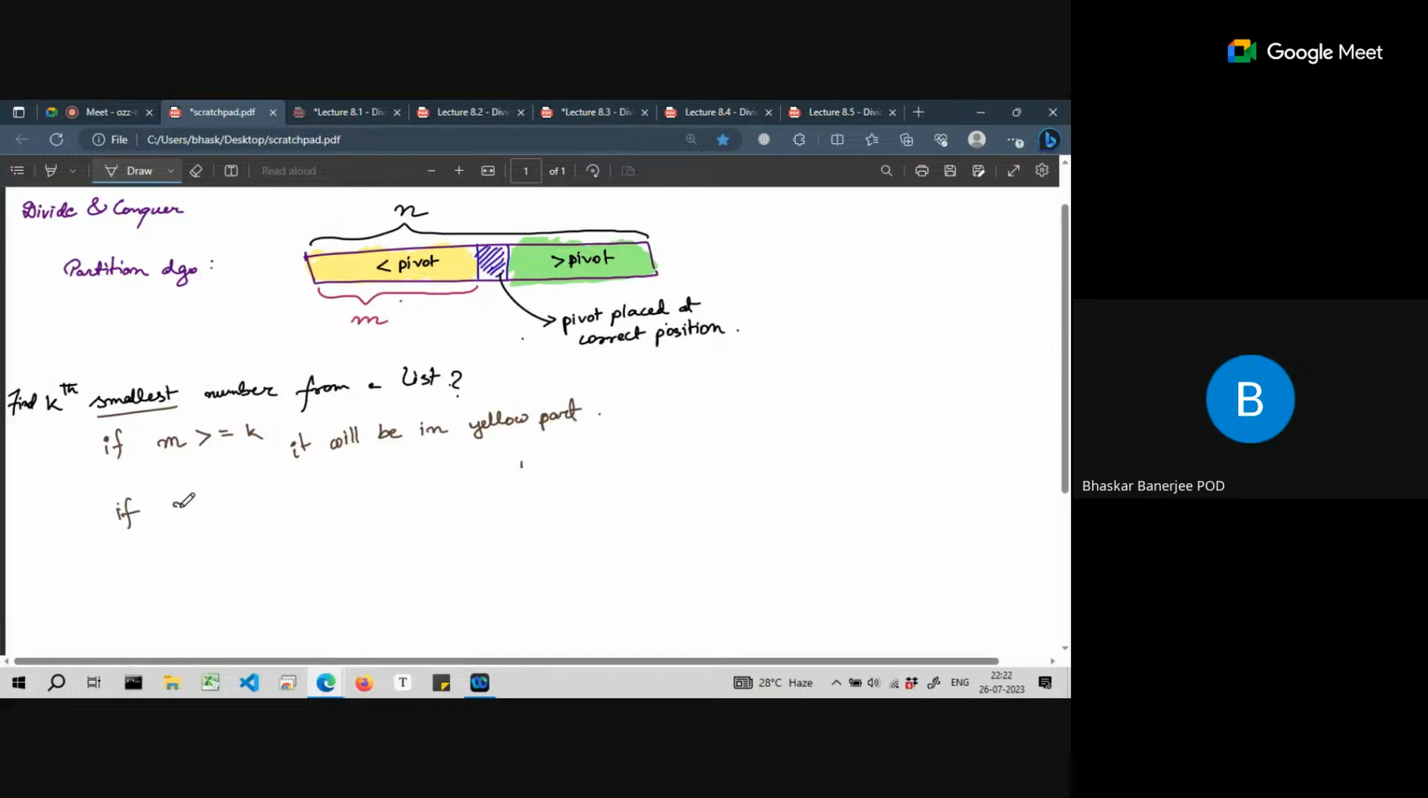Now, if m is less than k, not equal to, it will be on the right side, the green part. Either it could be the pivot or it could be the green part. Yeah, m less than or equal to k. If m equal to k plus... Okay. Correct. So this is the whole situation.